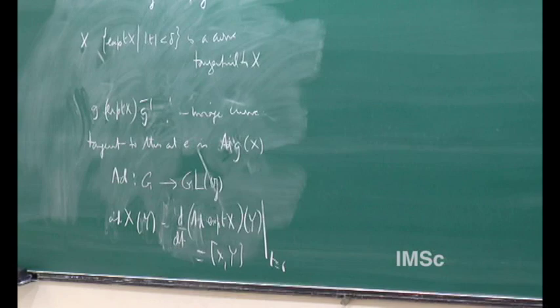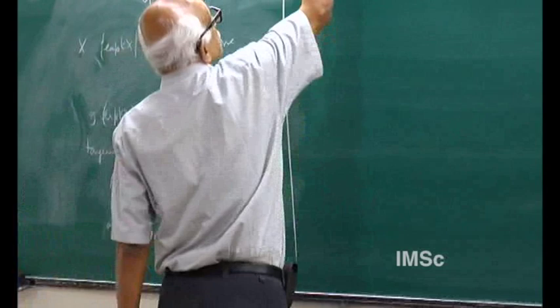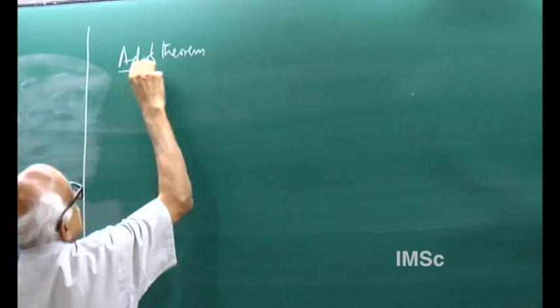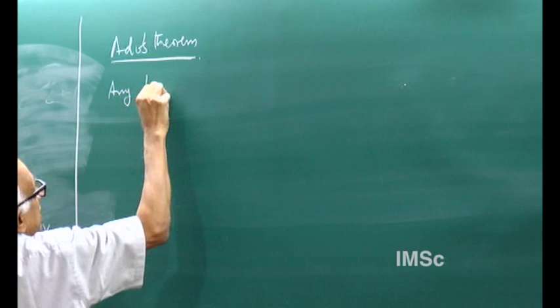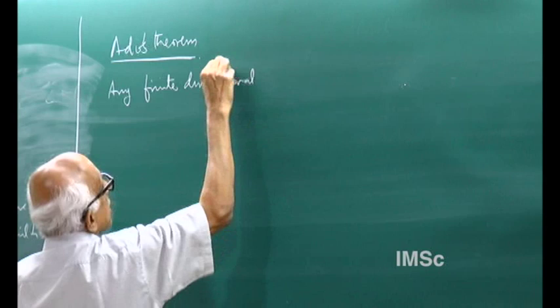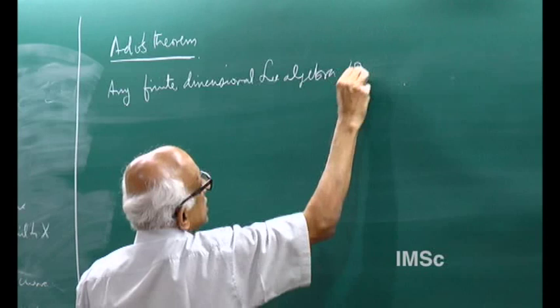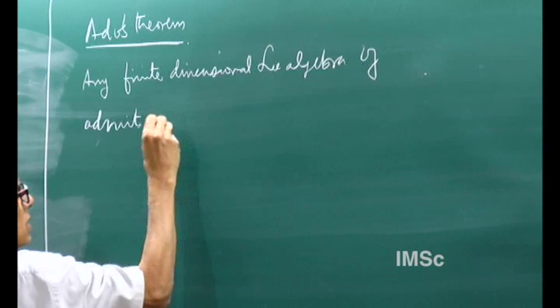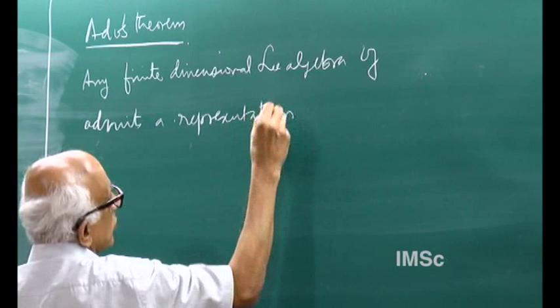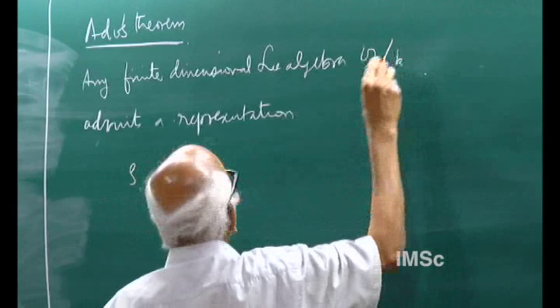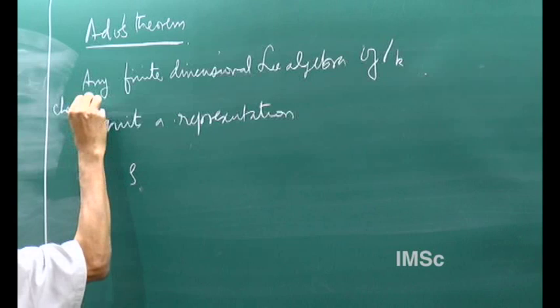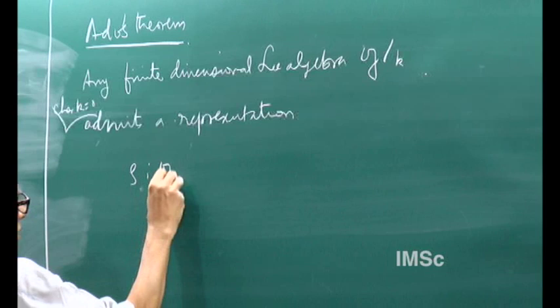Now last time I ended the lecture with the statement of Ado's theorem, which states that any finite dimensional Lie algebra g over a field of characteristic 0 admits a representation rho from g to GL(V) with kernel rho equal to 0.